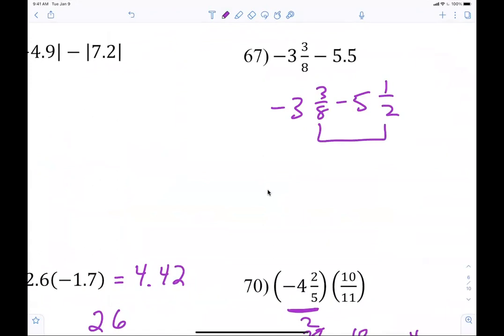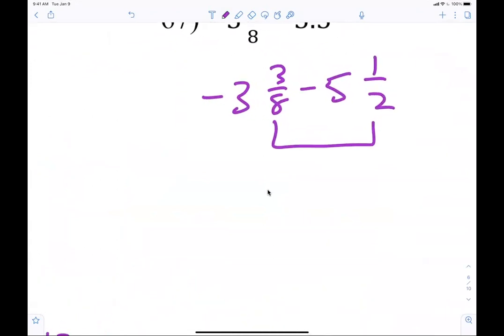3 and 1/2 is- Oh, 7/8. You're awesome. Thank you. Shh. And then final answer? 8 and 7/8, but it's negative. Yay, thank you. Nice mental math there.